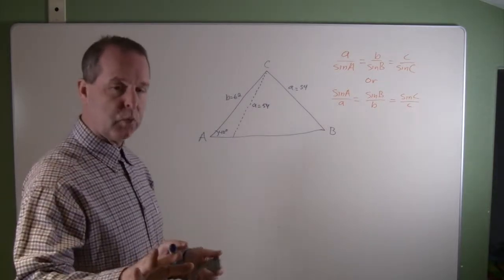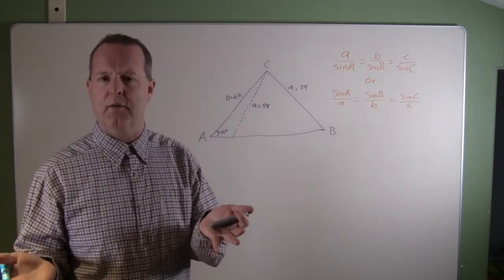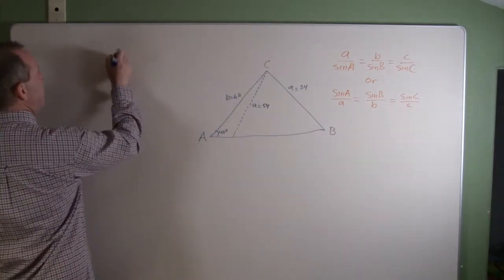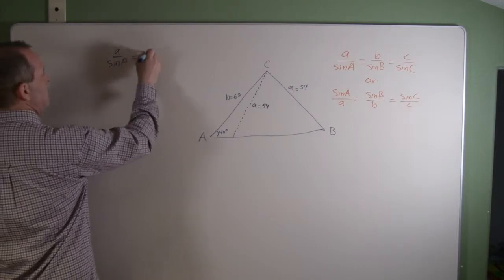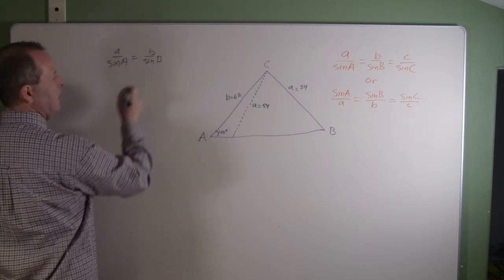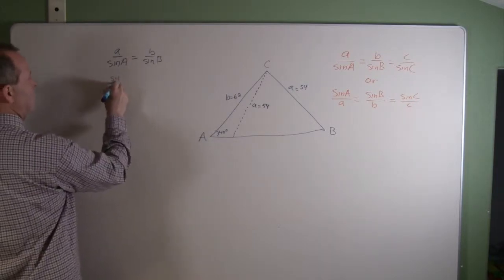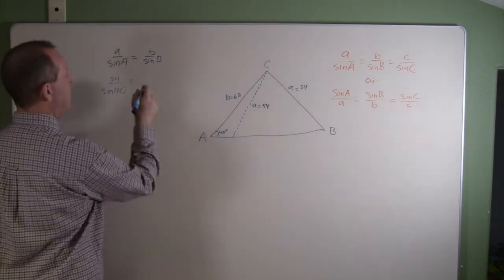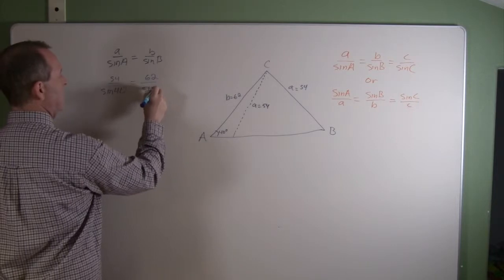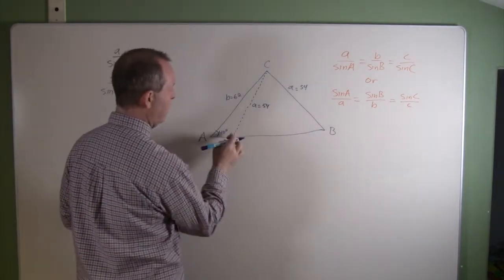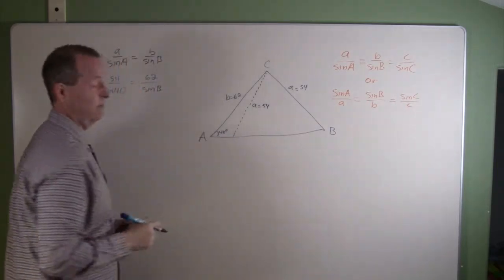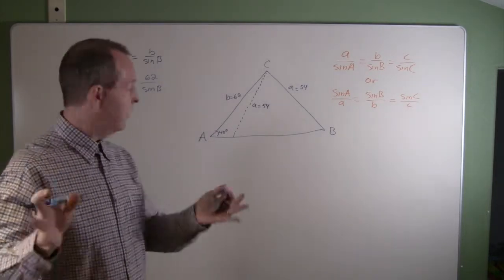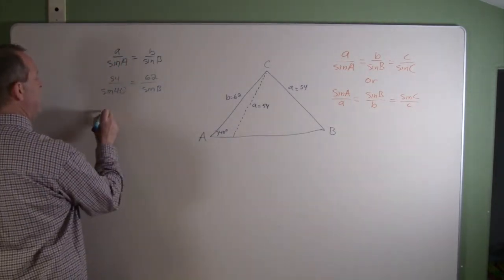So given that, let's work this through and see if the math works itself out, or if it breaks down in some way. So let's look at a over sine of A and b over sine of B. a is 54. Angle A we know is 40 degrees. The length of b we know is 62. The sine of B, this angle B here or this angle B here, could be either one of them, or actually it could be both. How could we get an angle? Well, I don't know. Let's find out. Let's solve this for sine of B.